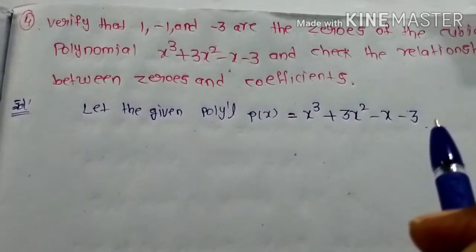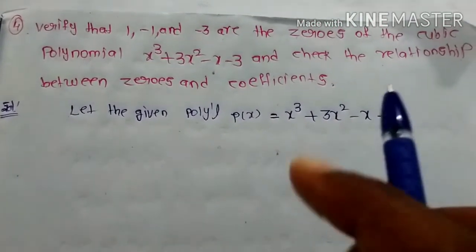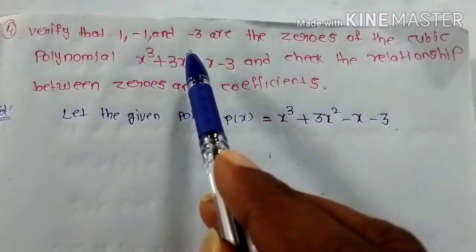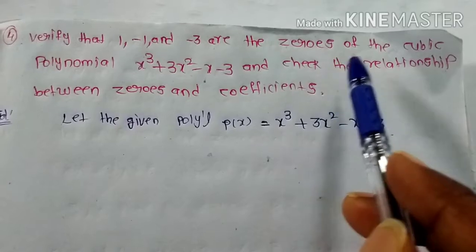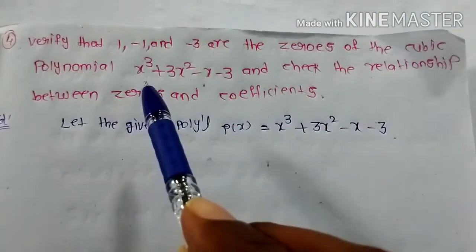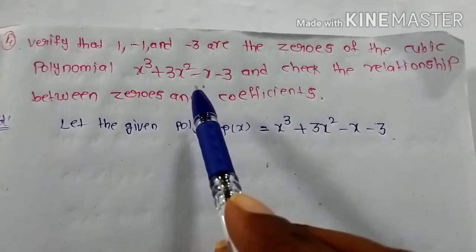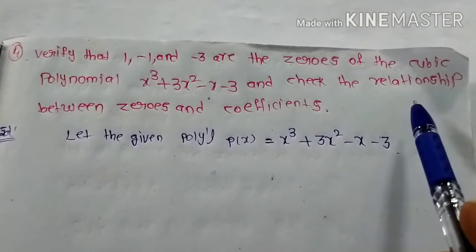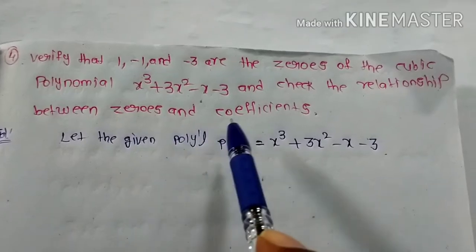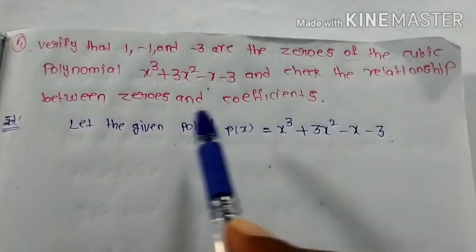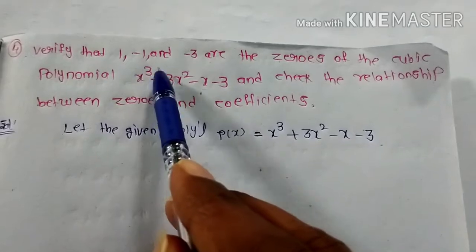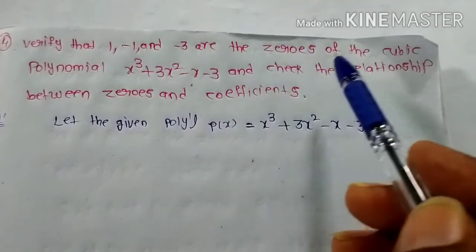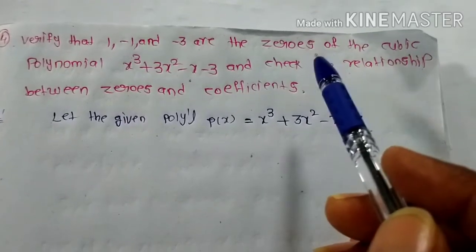Now you can see here exercise 3.3 question number 4. Verify that 1, minus 1 and minus 3 are the zeros of the cubic polynomial x cube plus 3x square minus x minus 3 and check the relationship between zeros and coefficients. Here we need to verify 1, minus 1, minus 3 are the zeros. How can you say? What is the definition of a zero of the polynomial?